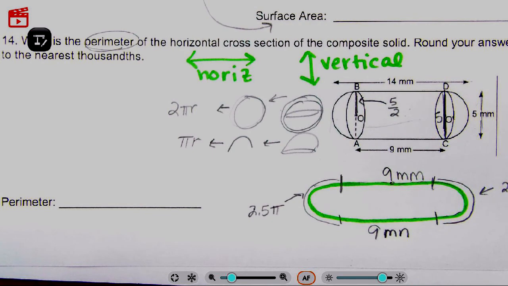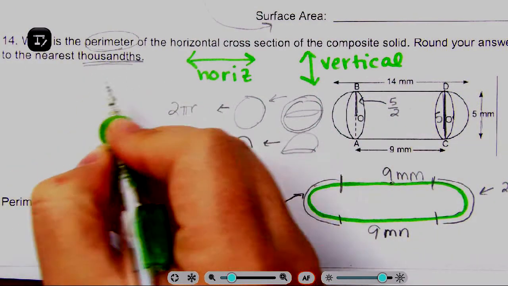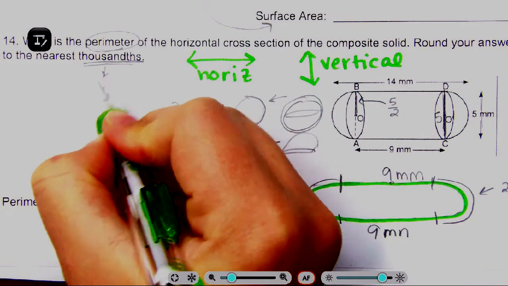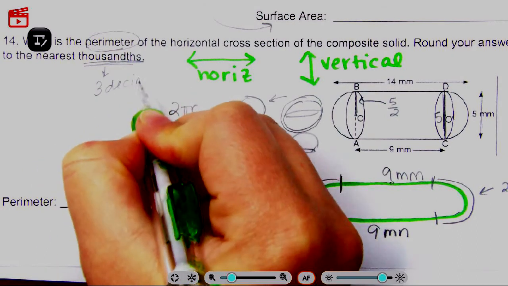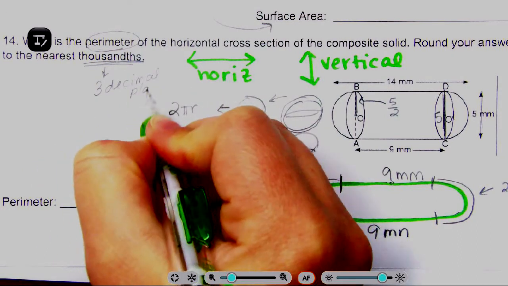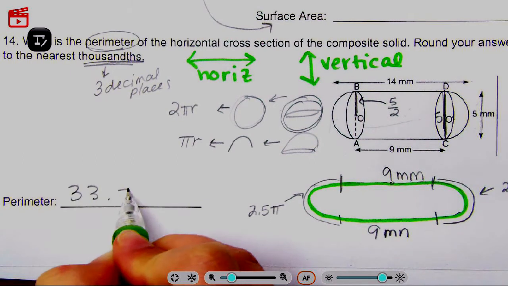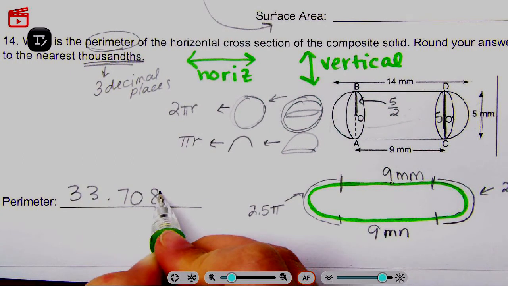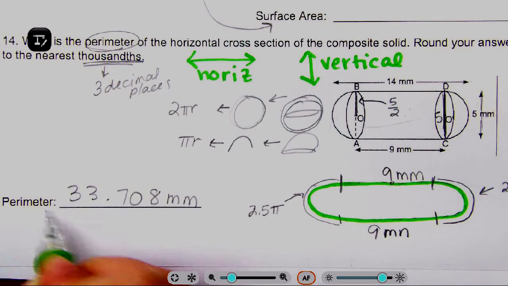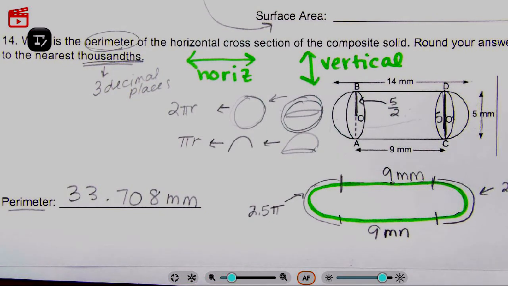We're going to round that, and it says thousands. Tens, hundreds, thousands. That means 3 decimal places. So that means I have 33.708. What are my units? Millimeters. What am I trying to find? Perimeter. Perimeter is singular. That's it. That's your test. Your questions are going to be extremely similar to what we have here.